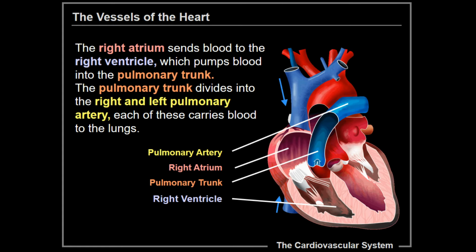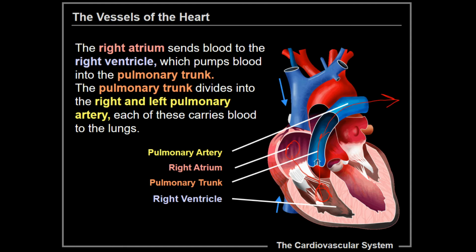The right atrium sends blood to the right ventricle. This is the right atrium. It will come through the valve here and go into the right ventricle. The right ventricle will then pump when it contracts, and it will send blood up and out the pulmonary trunk, and the pulmonary trunk will branch into the right and left pulmonary arteries.